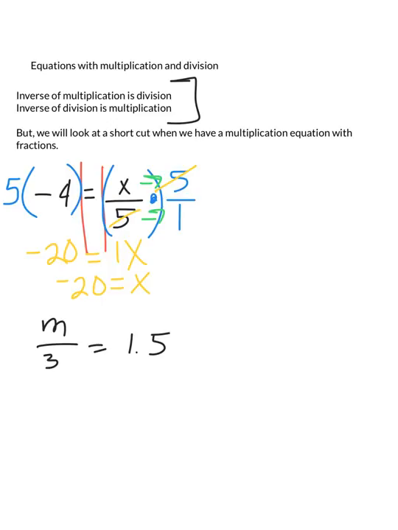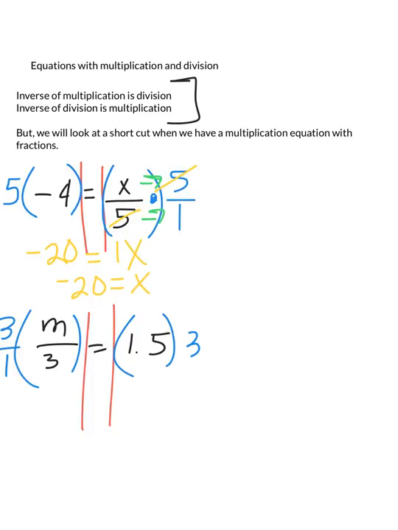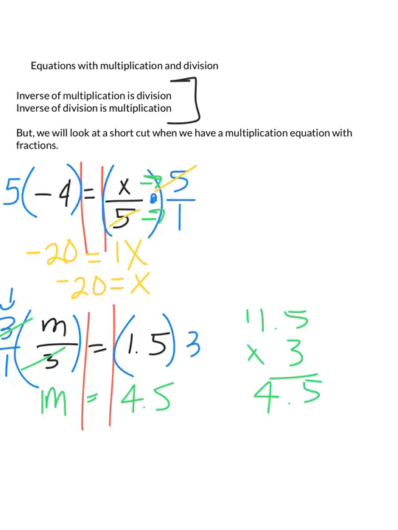Down below, we have m divided by 3 is 1.5. Division problem, solved by multiplying. Multiply both sides by 3. And you notice I'm keeping this up here in the numerator because I really want you to see that 3 will cancel out and you end up with the 1m. 1.5 times 3. Well, I don't remember what that is. 5 times 3 is 15. 4.5. So m is 4.5.